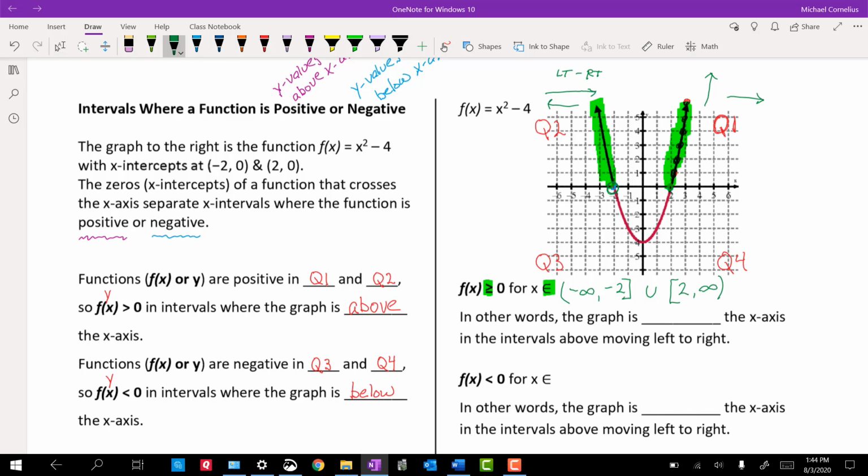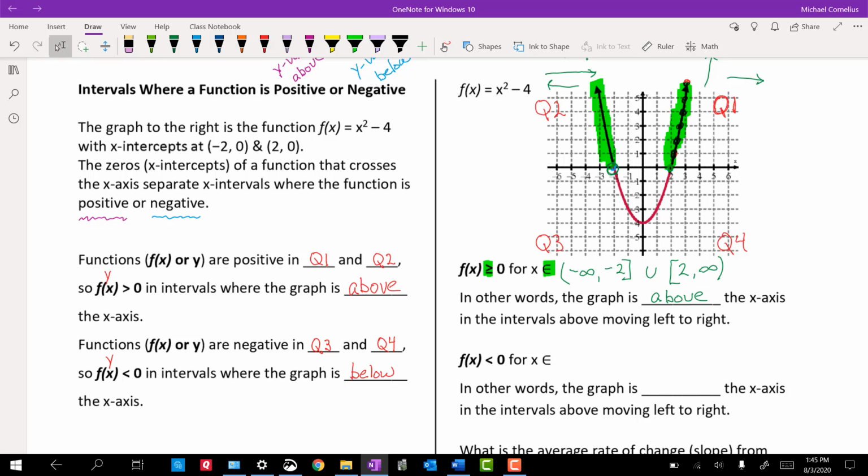Okay? So what we are saying is the graph is above the x-axis in the intervals, moving left to right. So those two intervals that we just wrote, negative infinity to -2 and 2 to infinity, the graph is above the x-axis in those intervals, okay? This one's a little bit tricky, I know, so just try and stick with me. We'll keep going here. All right, the next one says, where is f of x less than 0?